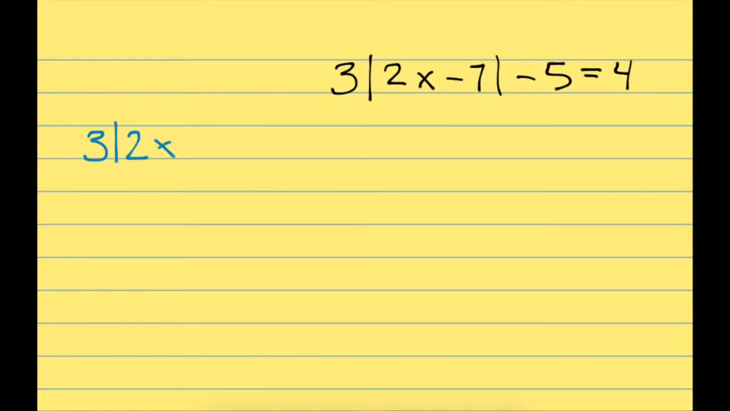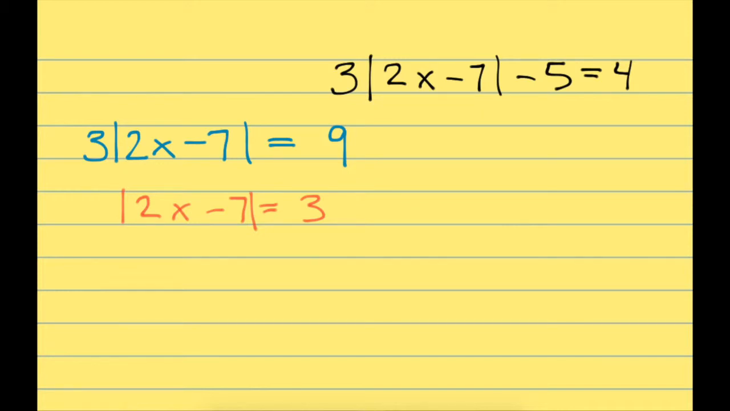So our first step in solving absolute value equations is always to isolate the absolute value part, get that by itself. So in this equation, we want to get everything away from the absolute value. So the first thing we're going to do is add 5 to both sides. That will leave us with 3 times the absolute value of 2x minus 7 equals 9. Then I divide both sides by 3, which gives me the absolute value of 2x minus 7 equals 3.